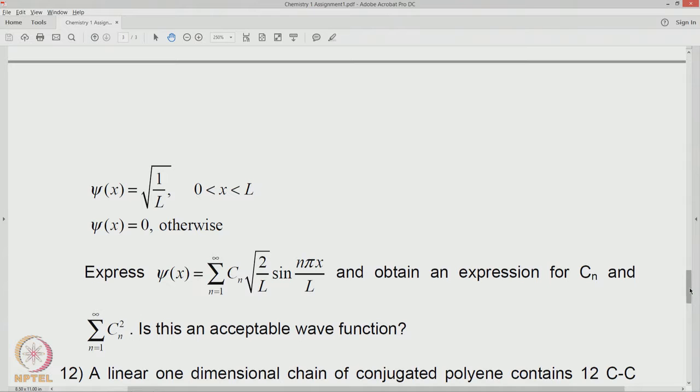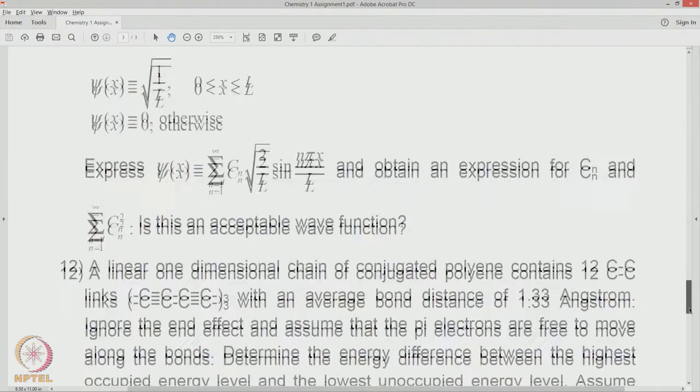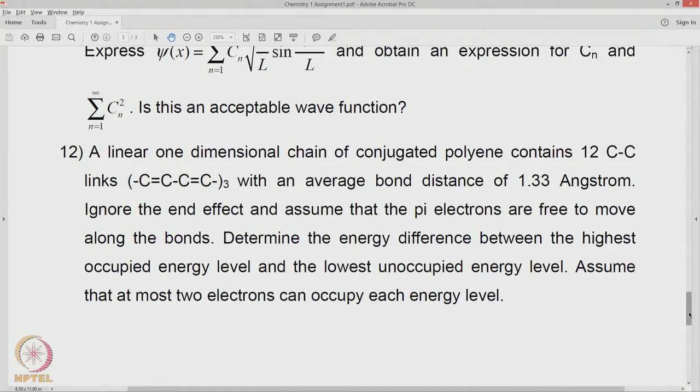Okay. Now, problem 12 is something that a chemist should be seriously interested in, because this is a simple model for understanding one-dimensional systems, polymeric systems. The problem given here is a linear one-dimensional chain of conjugated polyene. It contains, in this case of course, 12 carbon-carbon links, C double bond C, single bond C, double bond C, repeated 2 more times.